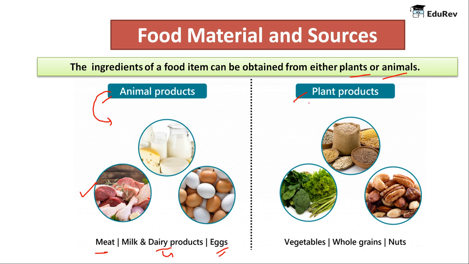And what are the examples of plant products? The things or ingredients which we derive from plants are called plant products. For example, vegetables. The vegetables you can see here, broccoli, spinach, coriander, everything is an example of a plant product. Pulses are also plant products. Nuts, badam, kaju, they are also plant products.